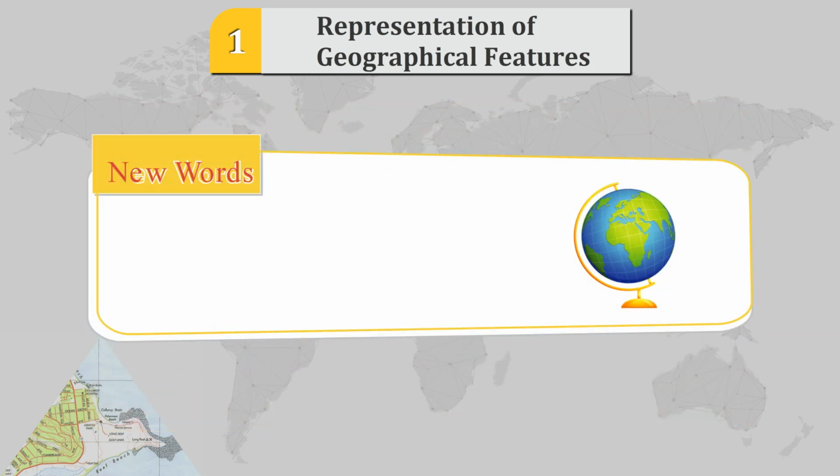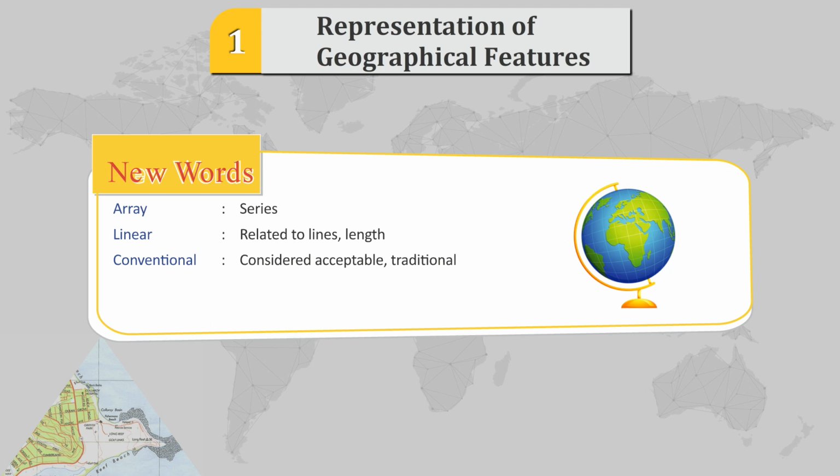New words: array, series. Linear, related to lines, length. Conventional, considered acceptable, traditional. Sedimentary, formed from sediment. Cartographer, a person who draws maps and charts.